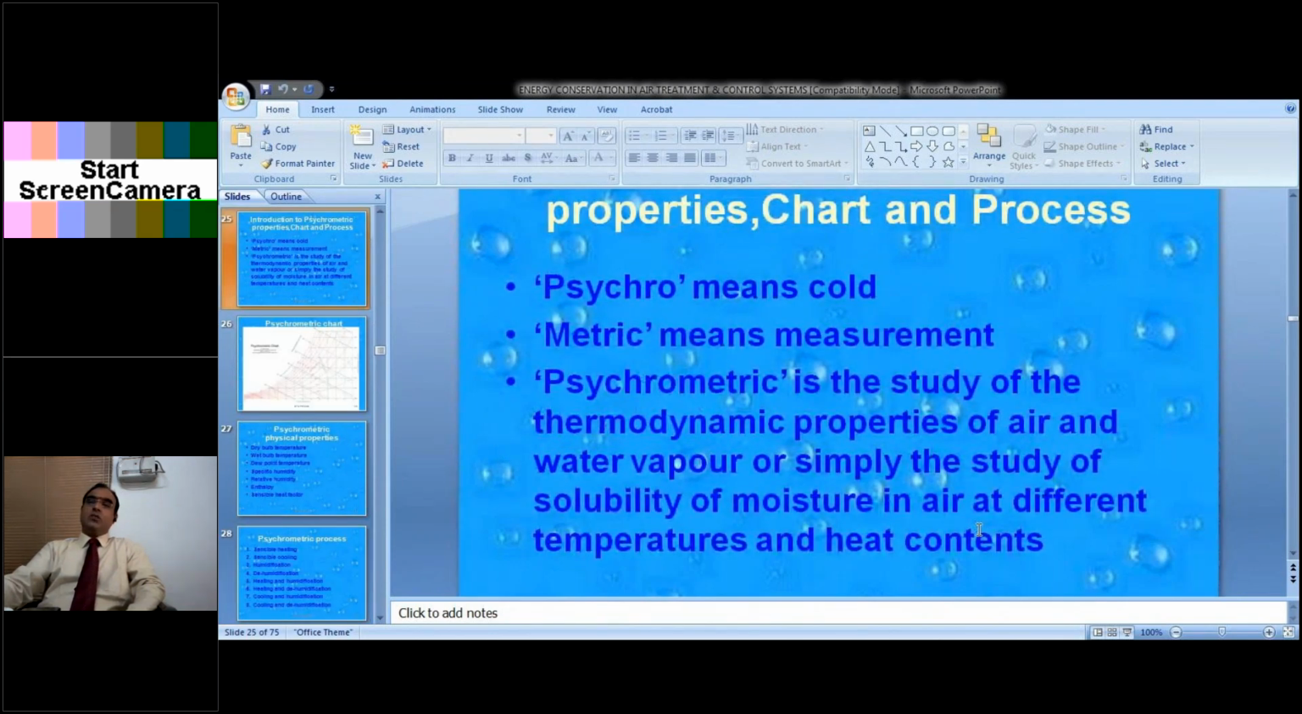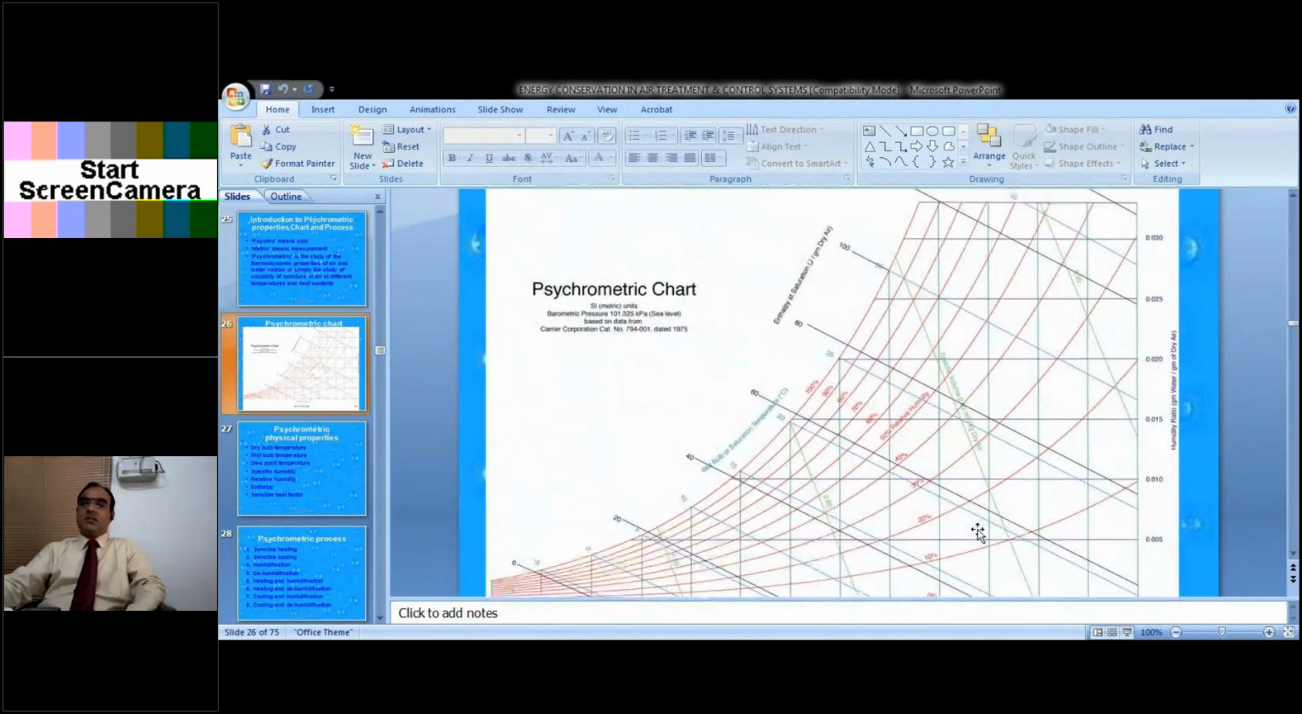So we need to understand what the psychrometric process is. Once we know this, we can understand why air conditioning is given to this particular industry, and where the majority of the power is going. Psychro means cold, metric means measurement. Psychrometrics is the study of the thermodynamic properties of air and water vapor, simply the study of solubility of moisture at different temperatures and contents. So you all know about the psychrometric chart.